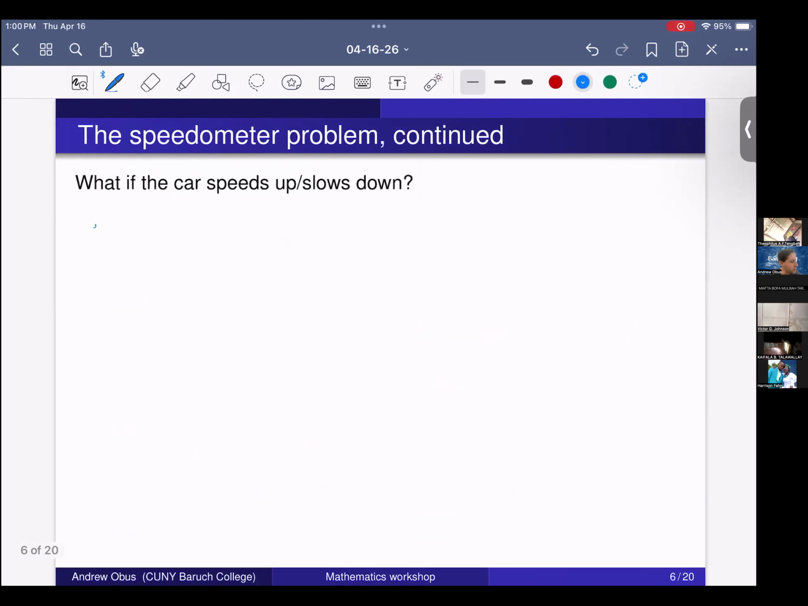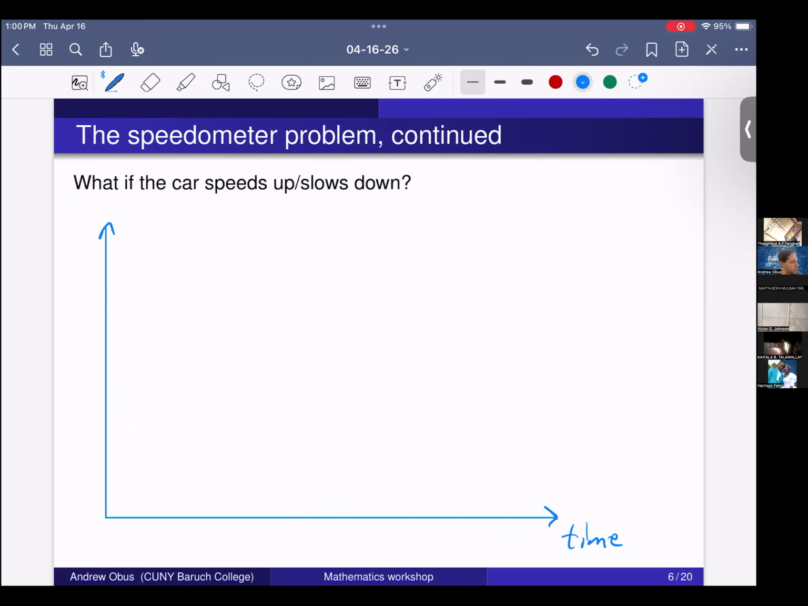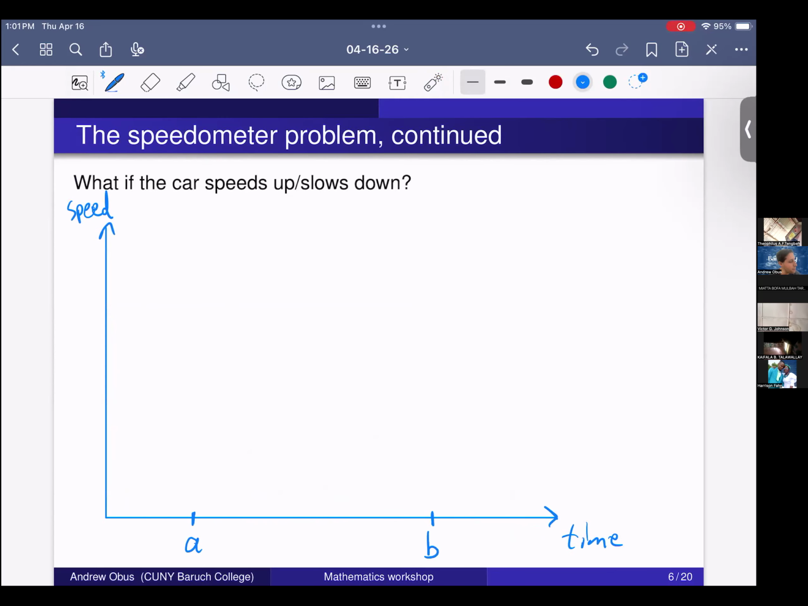So what happens if the car speeds up and slows down? I'm going to make another graph. So again, this is my time axis. This is my speed axis. Maybe I'm even going to start at some time A, to be a little suggestive for integration. So I'm going to start at some time A and I'm going to finish at some time B. And maybe this is my speed, and then maybe I speed up a little bit, and then I slow down, and then maybe I come back to a constant speed here.